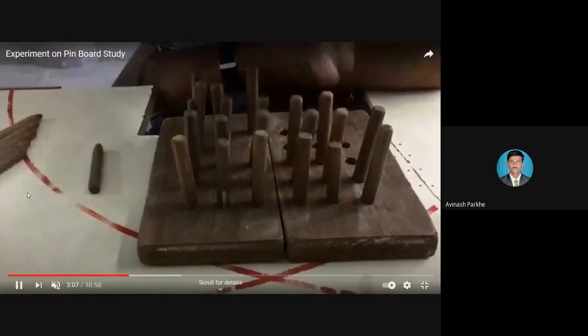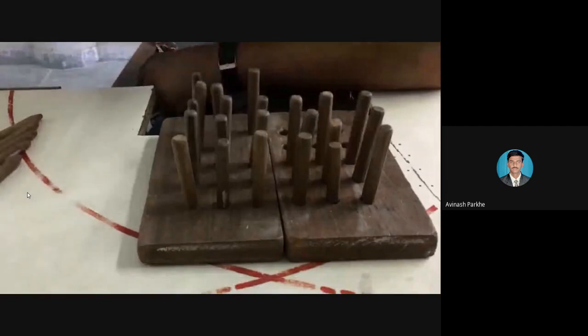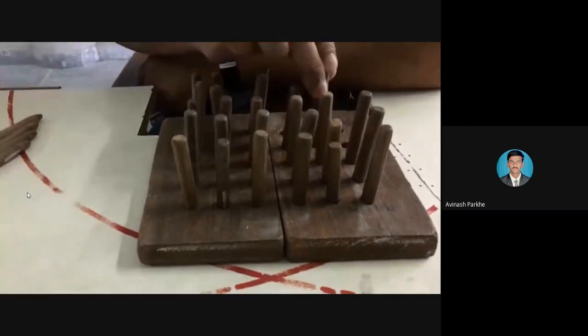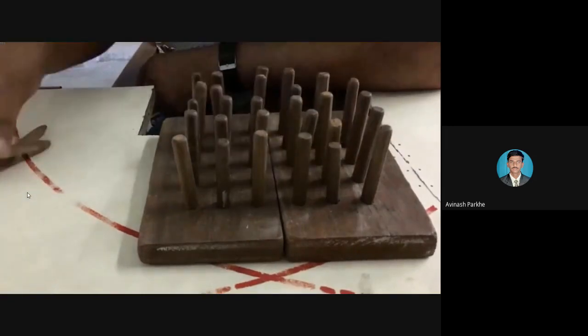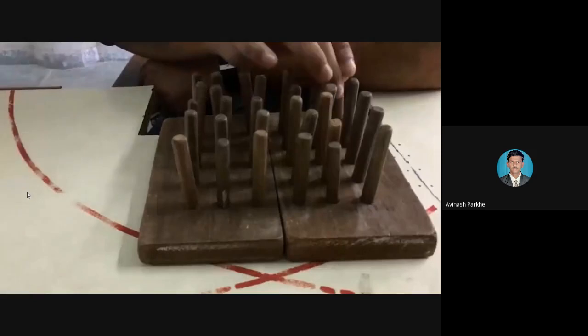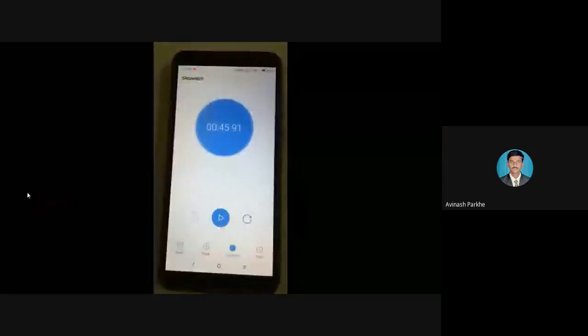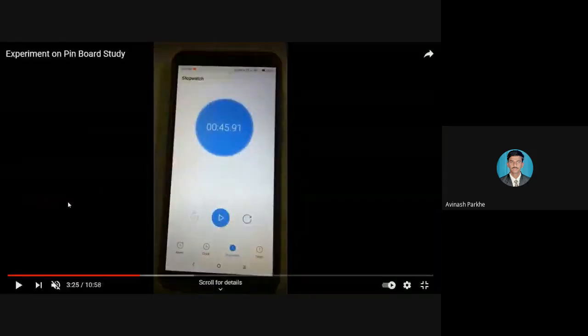So like that, I am using my single hand only to fill the holes with the pins. Once all the pins are inserted in all the holes, you have to stop your experiment. Simultaneously, you have to stop your stopwatch. Here you can see, I have stopped my stopwatch.